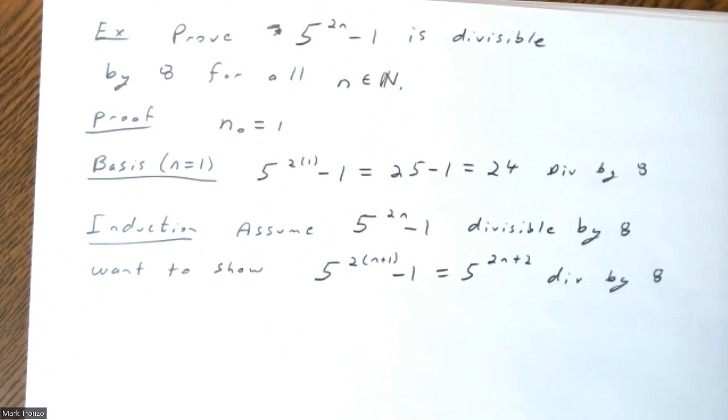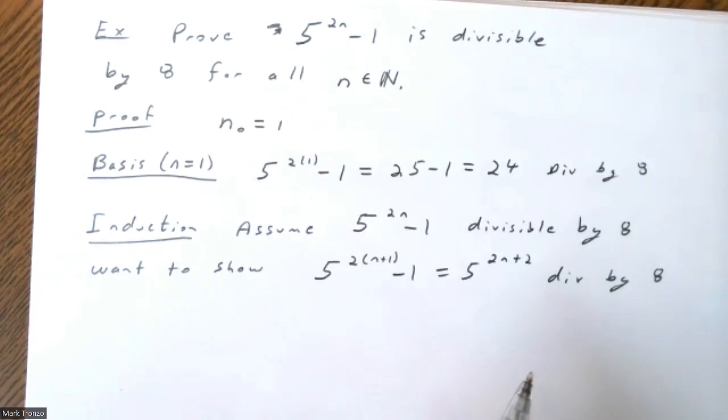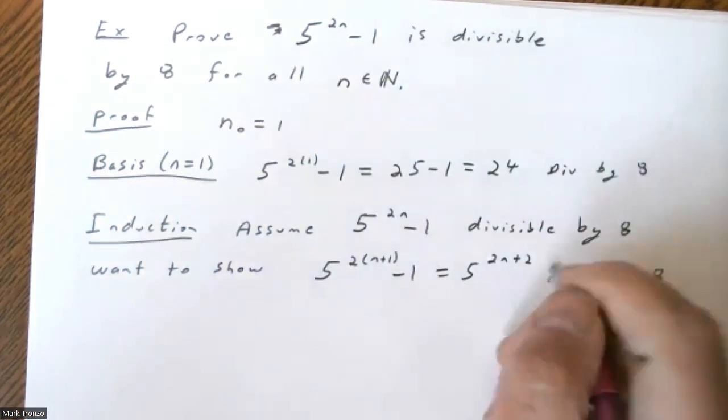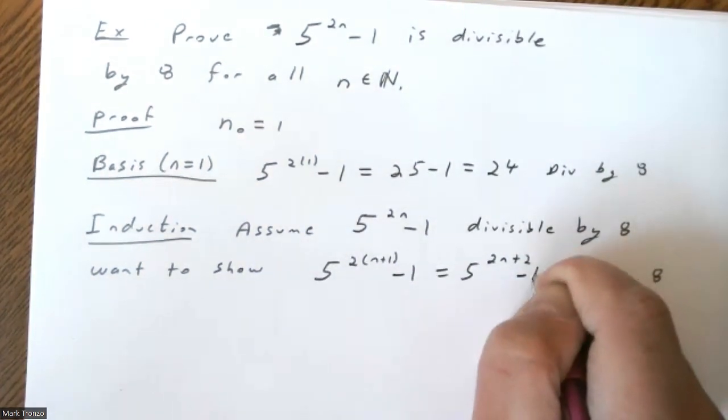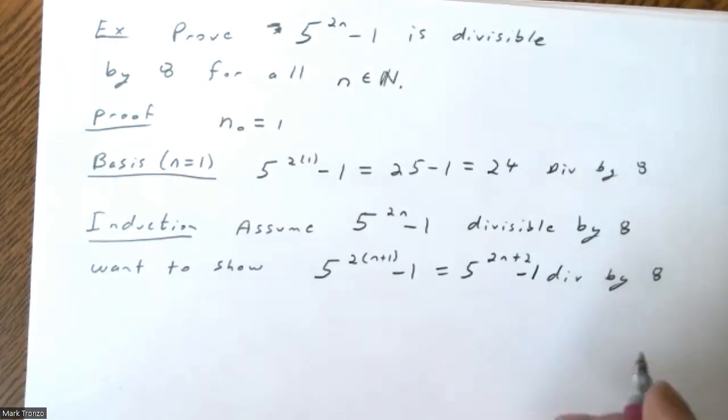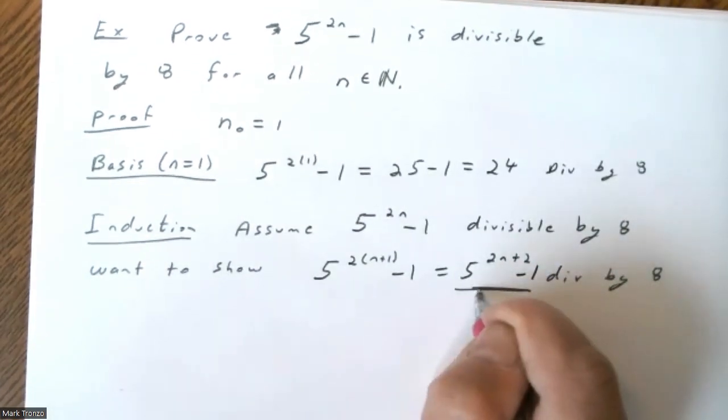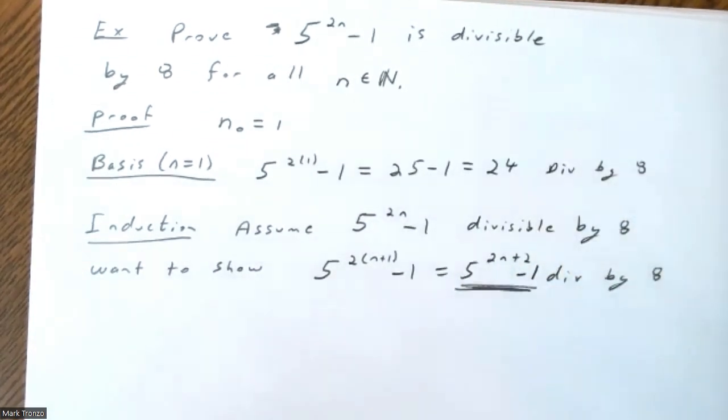And like I say, once again, for these divisibility problems, usually start with what you're trying to show is divisible by the number, and then work with that. See if you can somehow work the assumption in. So we want to start, oh, excuse me, there should be a minus 1 here. Please fix this. There should be a minus 1 right there. So that's what we're trying to show. Right there is divisible by 8.